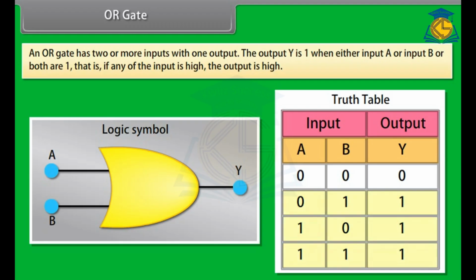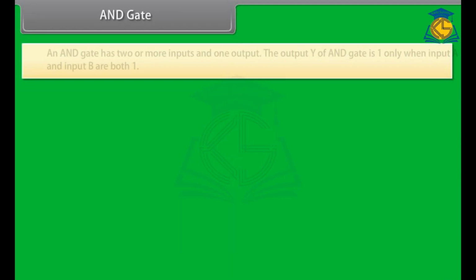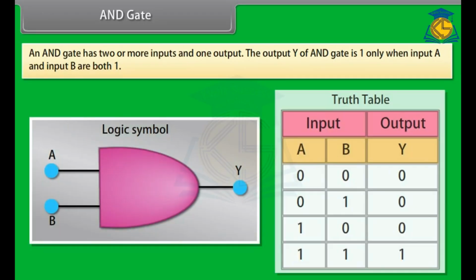That is, if any of the input is high, the output is high. AND gate. An AND gate has two or more inputs and one output. The output Y of AND gate is 1 only when input A and input B are both 1.